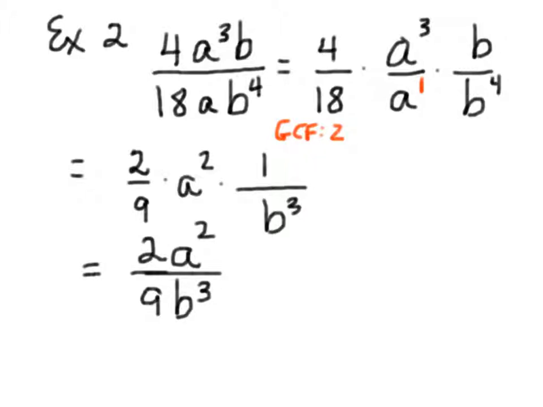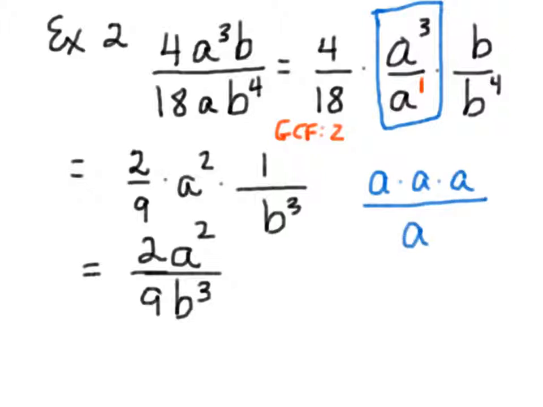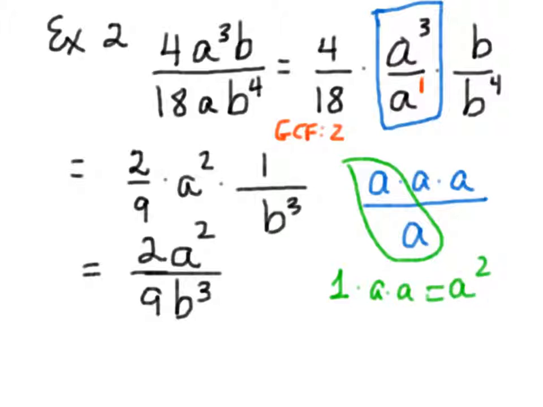Now, a note about this, just a little side note. Let's look at a section about why we can subtract those exponents. We have a cubed is really a times a times a divided by 1a. Now, this a divided by a, that is equal to 1. And what's left is a times a, which is just a squared. That's how we can do this with the exponent.